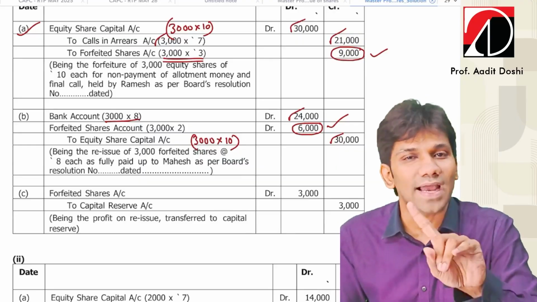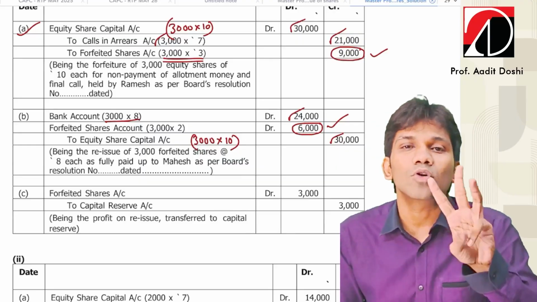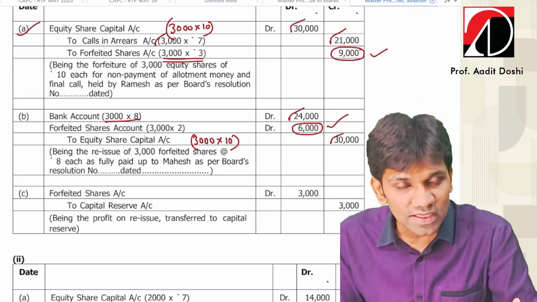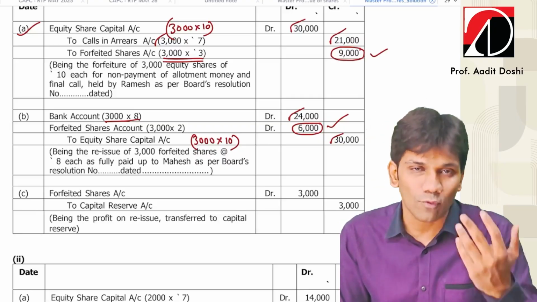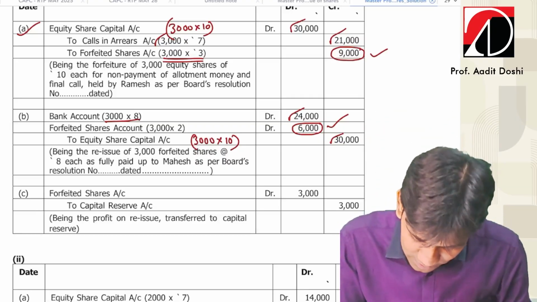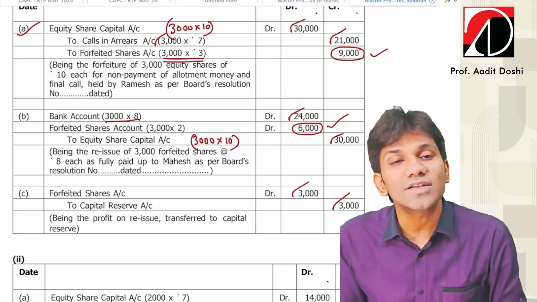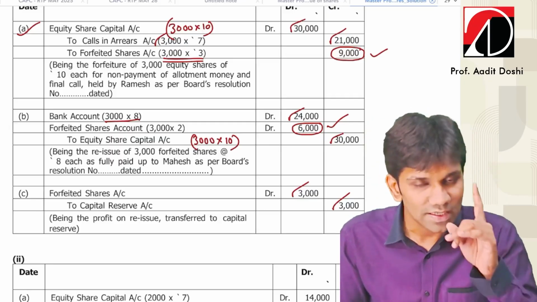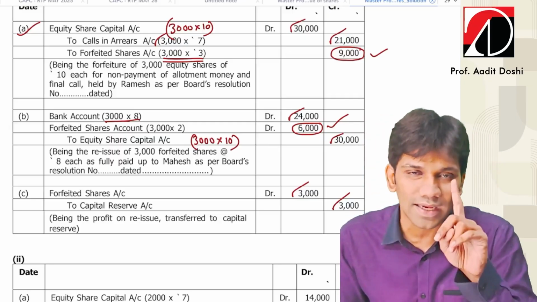तो एक ही बिजनेस में हम ऐसा बोल सकते हैं 9,000 का प्रॉफिट हुआ, 6,000 का लॉस हुआ. We can say only one thing, either profit or loss. So in this case हमको 3,000 का प्रॉफिट हुआ. तो शेयर फॉरफीचर का बैलेंस कैपिटल रिजर्व में ट्रांसफर होता है. तो फॉरफिटेड शेयर्स अकाउंट डेबिट टू कैपिटल रिजर्व 3,000 being balance in forfeited shares transferred to capital reserve. ये था एक्सक्लूसिव फॉरफीचर एंड रीइश्यू का केस नंबर 1.